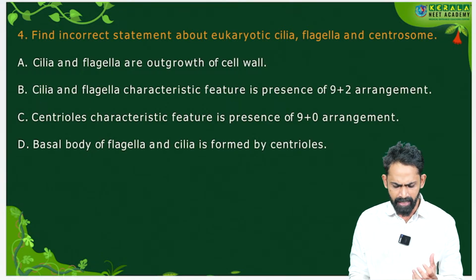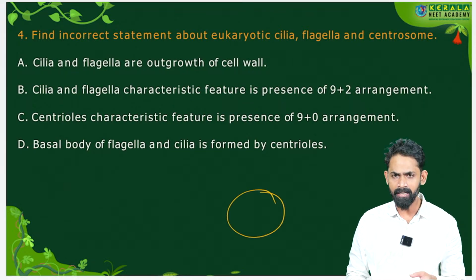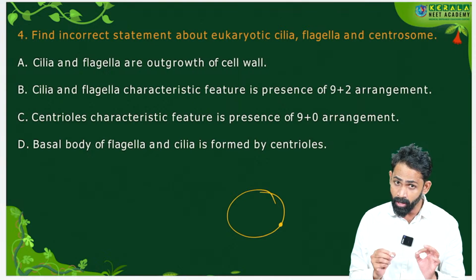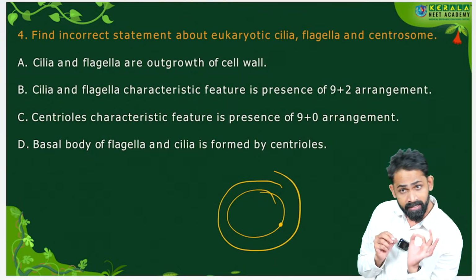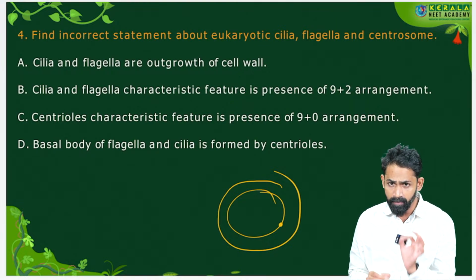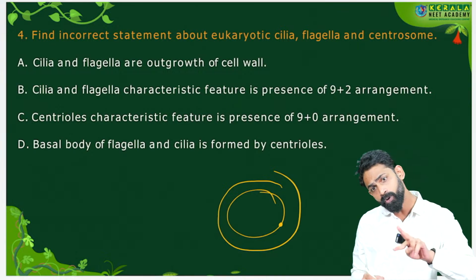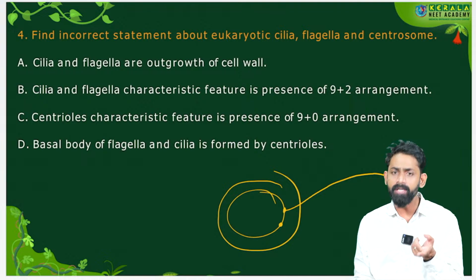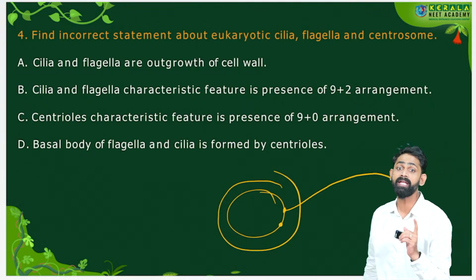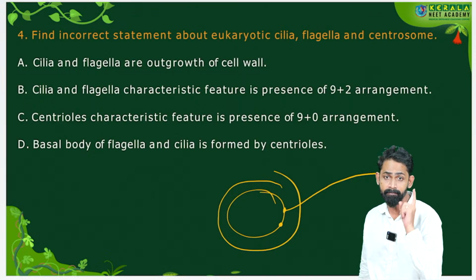But for example, consider this one is a cell, and this is the cell membrane. Always remember, if you want, you can take this as the cell wall, just for understanding. Now, whether you take cilia or flagella, either in prokaryote or eukaryote, this one is arising only from the cell membrane. It's not arising from the cell wall.